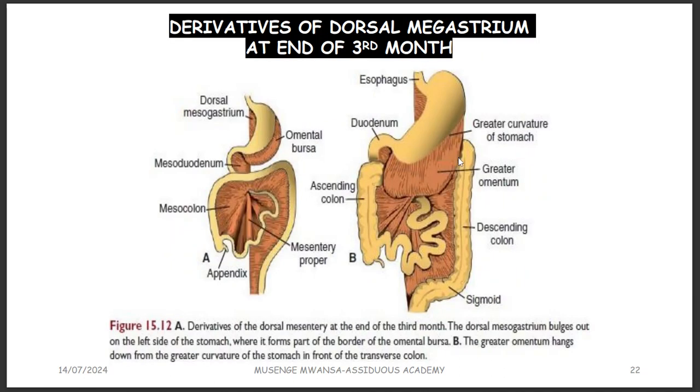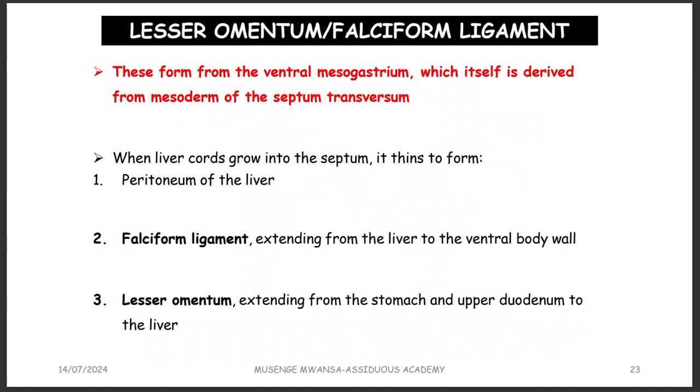You can see this is the greater omentum. The greater omentum comes and covers all the intestines. It's even short here. Then you have got the mesentery proper that attaches the jejunum and the ileum to the posterior abdominal wall. Okay.